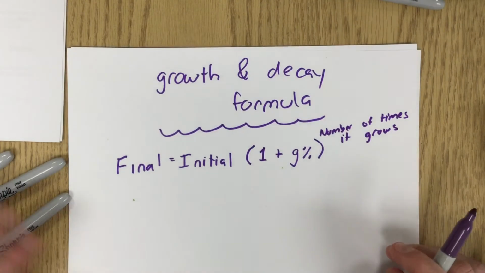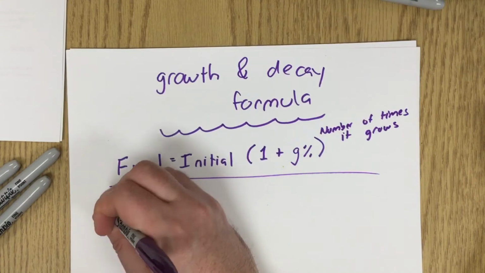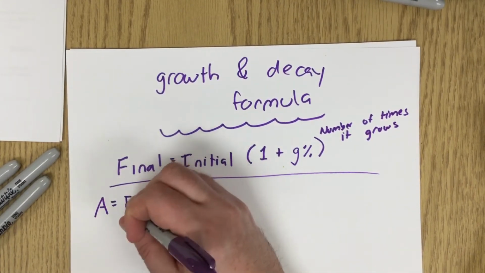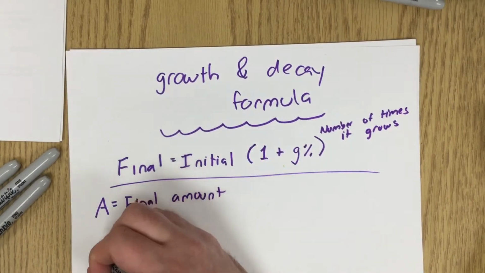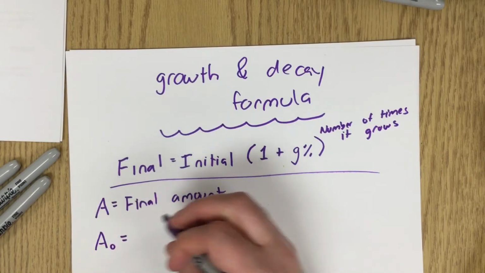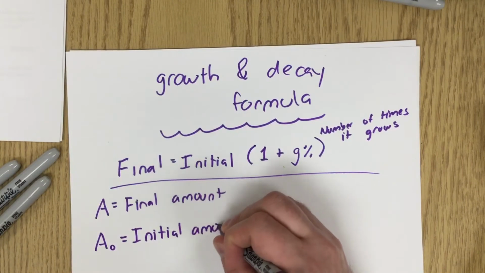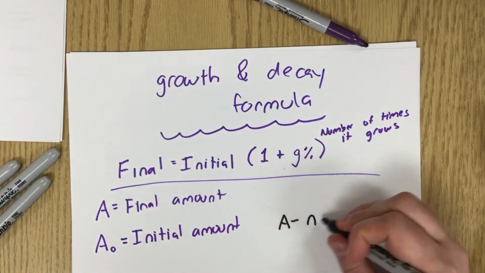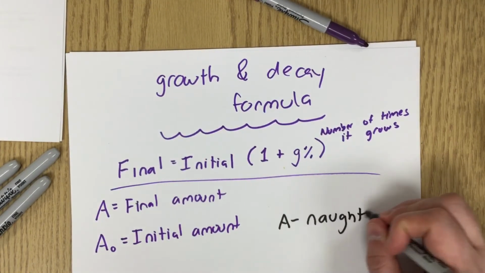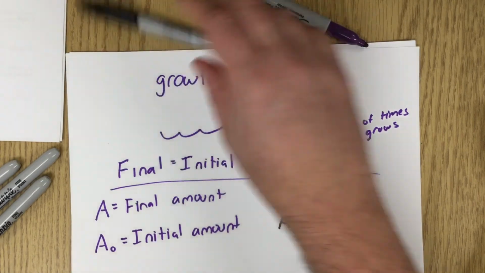Well, that's inconvenient to write. So we're going to define some letters. So we're going to say that A is going to be the final amount. And we're going to say that A0 is the initial amount. So it's the amount at time 0. As a side point, this is usually pronounced A naught, as in British for 0, like naught or nothing. So A naught is the initial amount. It's kind of a cool way.